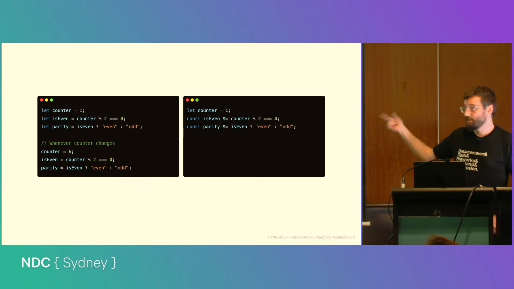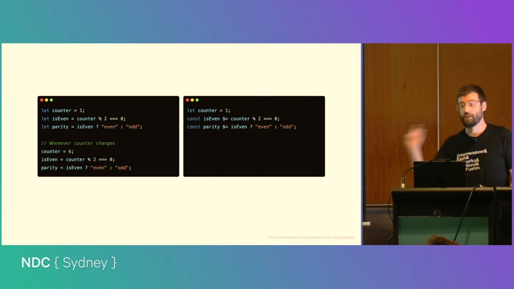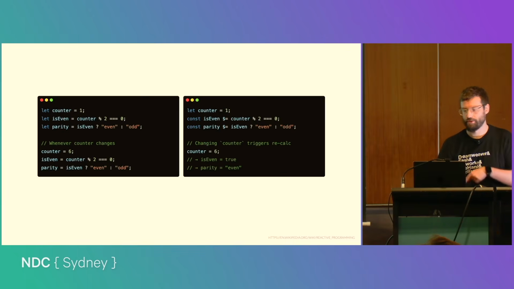But we can pretend that this tells the compiler, hey, this variable actually relies on another variable. So in this case, counter is still a normal variable, but isEven and parity we define as reactive variables. And we want the compiler to automatically recalculate them whenever their dependencies change. So if I set the counter to 6, it would automatically do all the recalculations under the hood for free. That's the idea of signals. So it's the idea of fine-grained control over your state and derived values.